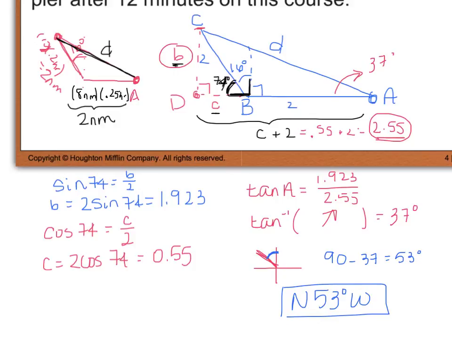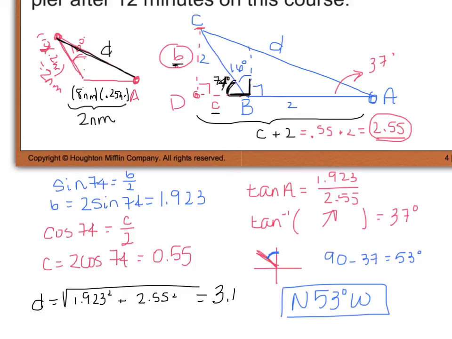Now I actually have to find the distance. So to find that distance, I know what side length B is, and I know what this big side length right here is. So if I want to find side length D, I can say D is equal to the square root of B, which was 1.923, squared, plus the other side length, which was 2.55, squared. And when you square those values, add them together, and take their square root, I get 3.19 nautical miles. And that then will conclude this example.